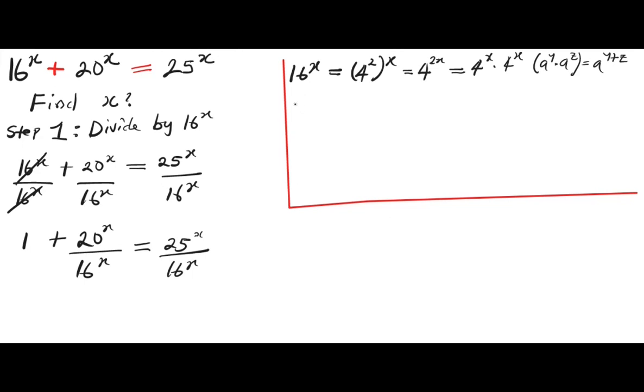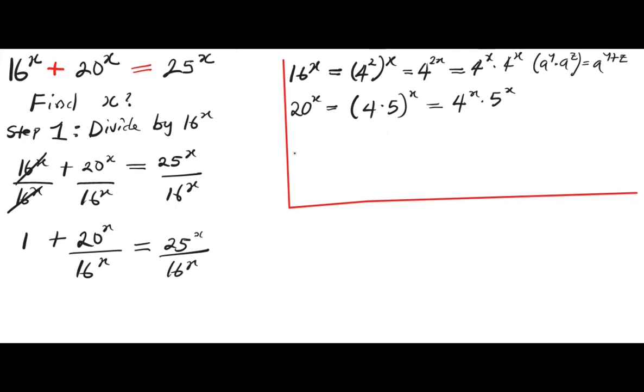Let's consider 20 raised to the power of x. So I'm going to write 20 raised to the power of x can also be written as, 20 is 4 times 5, so we have 4 times 5 all raised to the power of x, which can be written as 4 raised to the power of x times 5 raised to the power of x, okay? This is how we can simplify 20 raised to the power of x.